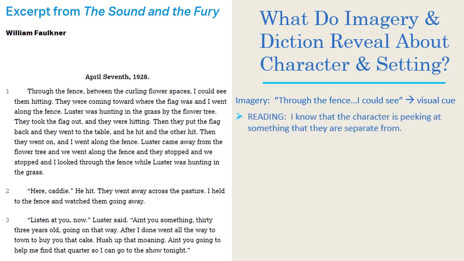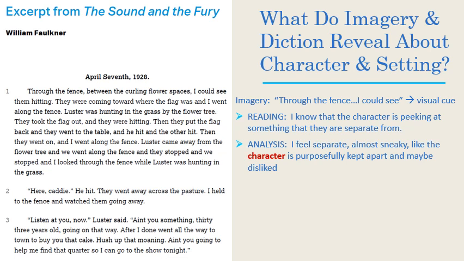So if we're looking at the reading skill, I know that the character is peeking at something that they're separate from, right? They're looking through a fence. This imagery literally separates the character from whatever's going on the other side of the fence. So that's all we need to know, right?